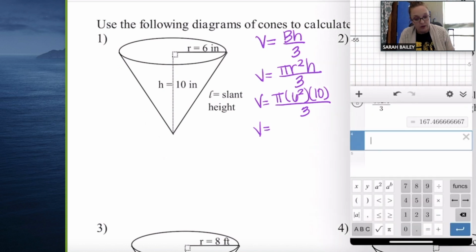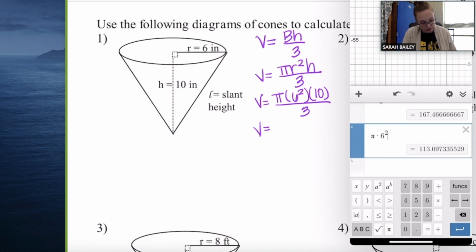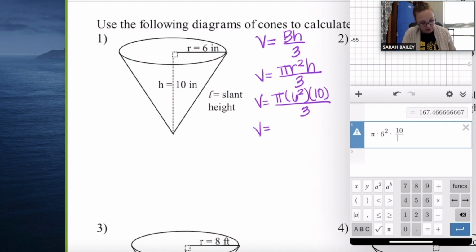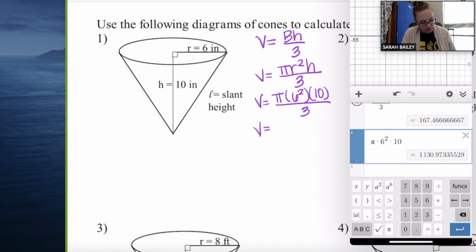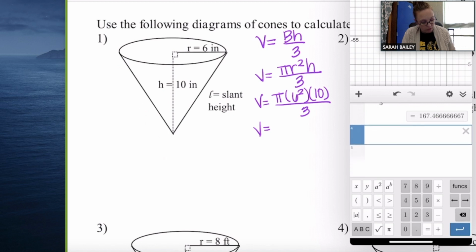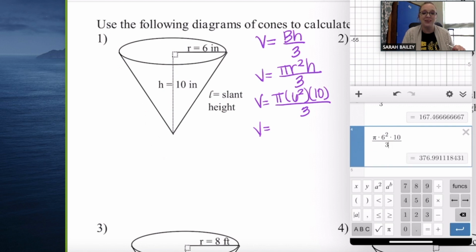Okay, so let's type that into our calculator. Pi times 6 squared times 10, and let's see, divided by 3. Actually, let's do it differently, because I want it all at once. I'm going to type the division bar first on this one, and you'll see why. Pi times 6 squared times 10. See how I've got it all on top? And then divided by 3. There we go. That makes it a little bit easier.